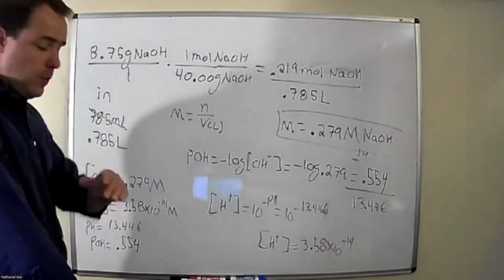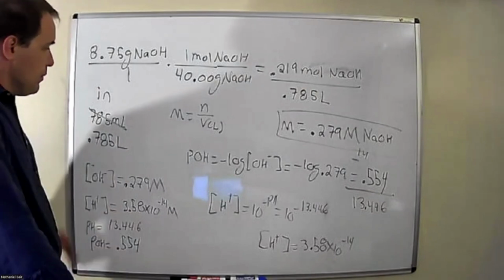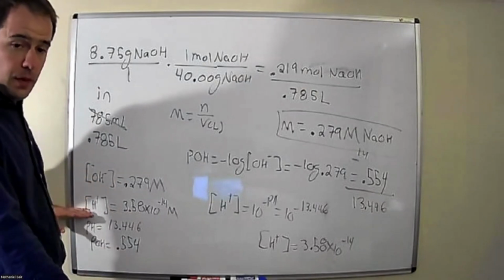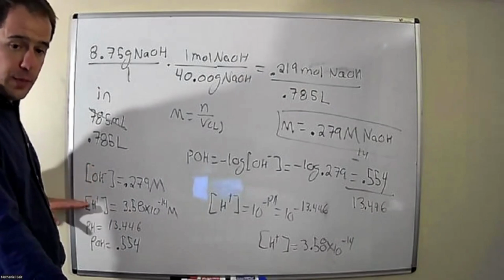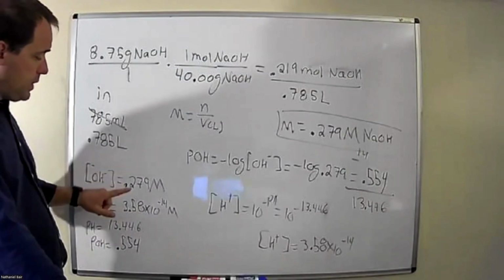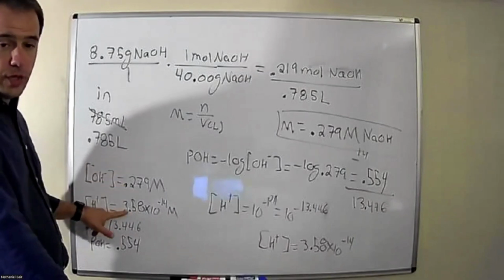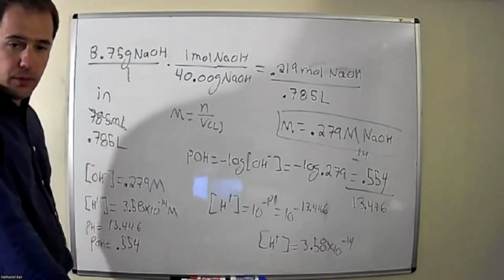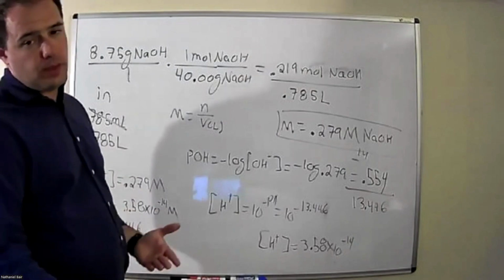Now, this is not the only way that you could have solved this problem. Once you had hydroxide, you could have got H plus, because hydroxide times H plus has to be 1 times 10 to the negative 14th. So 1 times 10 to the negative 14th divided by 0.279 should have got you that. And then once you had that, you could have got the pH and the pOH, right? I mean, you could do it. So there's multiple ways to do these problems.